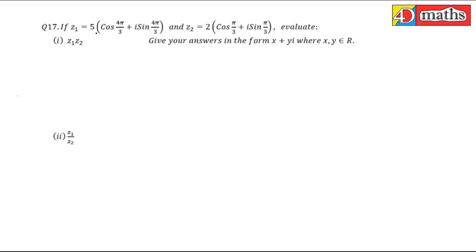If Z1 equals 5 (cos 4π/3 + i sin 4π/3) and Z2 is equal to 2 (cos π/3 + i sin π/3), evaluate Z1 by Z2. Okay, so there's a quick and easy way to do this.